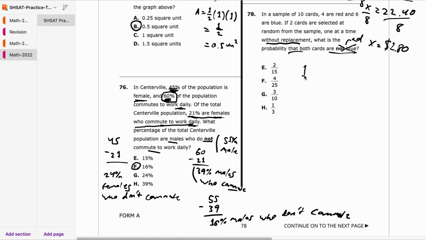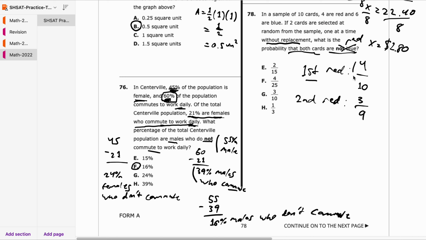So let's look at the probability that the first card is red. There are 10 cards, and 4 of them are red at first. Now if we pick a red card, we want both of the cards to be red, so that means that we must have picked a red card the first time. That means there will be 3 red cards left, because we had 4, we picked 1. And there will be 9, or 10 minus 1, total cards left.